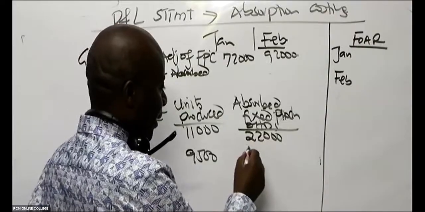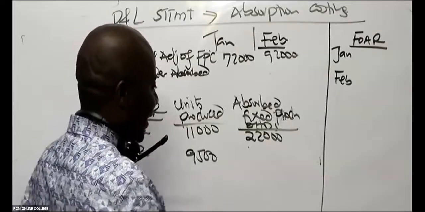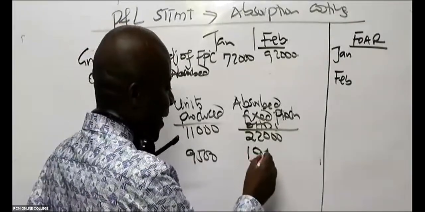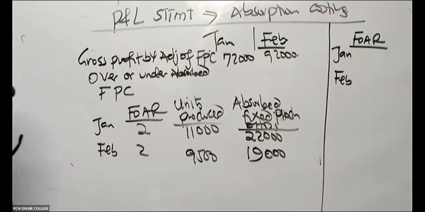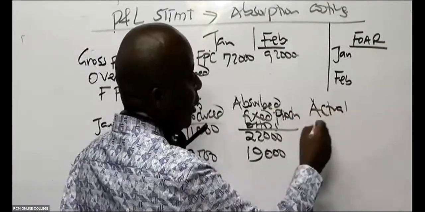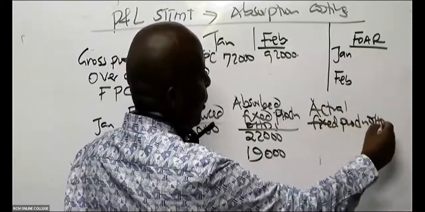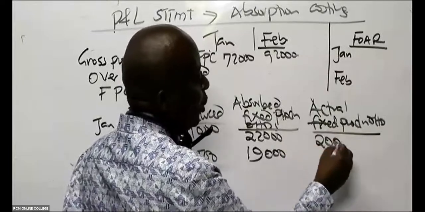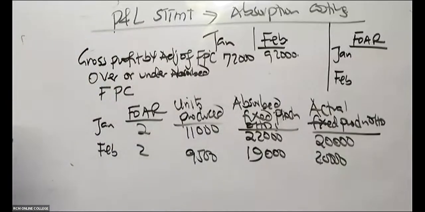19,000. Okay, 19,000, isn't it? Yeah, you guys are following very well. Thank you very much. So then give me the actual fixed production overheads. The actual fixed production overhead, you told me per month, 20,000, isn't it? So then what is the difference?